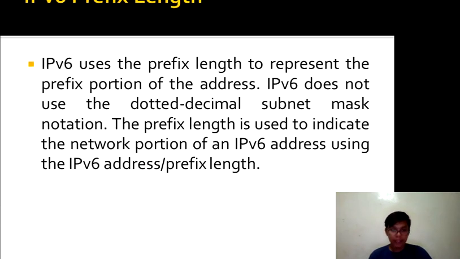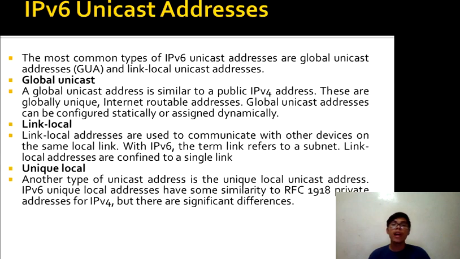IPv6 prefix length. IPv6 uses the prefix length to represent the prefix portion of the address. IPv6 does not use the dotted decimal subnet mask notation. IPv6 unicast addresses. The most common types of IPv6 unicast addresses are global unicast. Similar to a public IPv4 address, these are globally unique, internet-routable addresses.